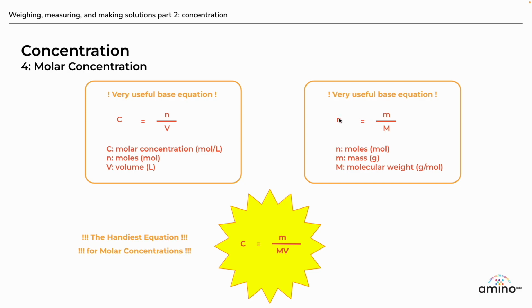Essentially, for this n on the left, we can replace it with small m over big M. After the substitution, we're left with C equals small m, mass, over big M, molecular weight, times volume. This is a very, very handy equation, as you'll see.